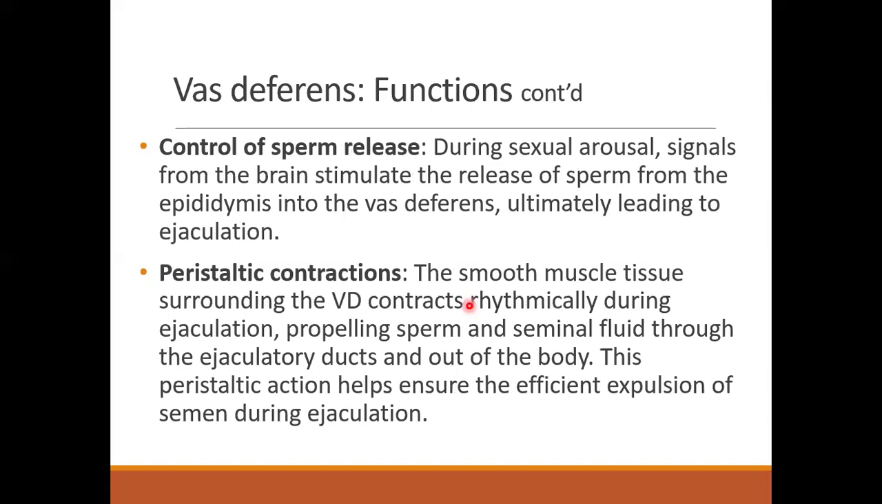They have control of sperm release. You can read this one and understand. Peristaltic contraction, especially during ejaculation. Ejaculation comes in fractions. You say it is fractionated ejaculation. Peristaltic contraction is when it contracts and releases. So it means that semen does not flow through continuously. When you are ejaculating, it doesn't flow through as if you are urinating. No, it will come in pulsating forms. They're like pip, pip, pip.